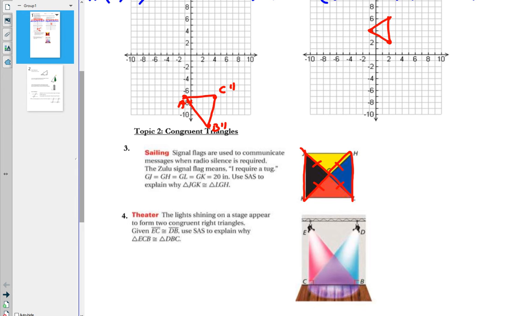So how could side angle side be used to prove that? Yeah, because when you have intersecting lines, you have vertical angles there. So that's why side angle side. We have a side that's congruent to a side, angle that's congruent to an angle, side that's congruent to a side: side, angle, side.